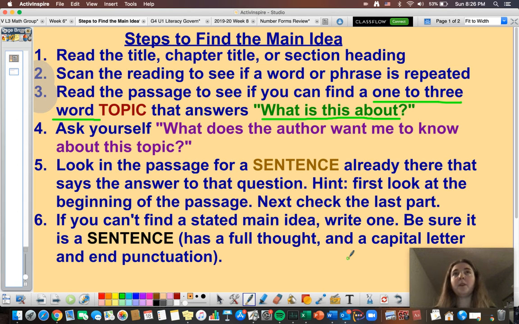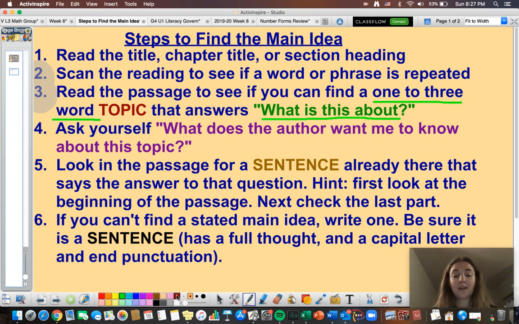So if we read something, I would ask you, what's the topic? You would tell me in 1 to 3 words what it's about. A topic is no more than that. If I ask you what it's about, I want the topic, 1 to 3 words. And then to find the main idea, we have to keep our topic in mind. So we always have to be thinking about our topic.